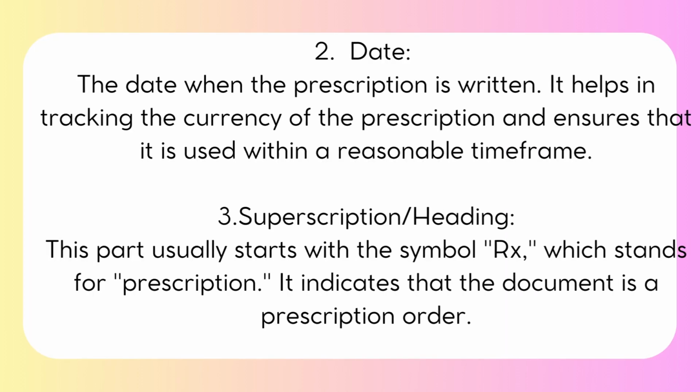Second, date. The date when the prescription is written. It helps in tracking the currency of the prescription and ensures that it is used within a reasonable time frame. Third, superscription heading. This part usually starts with the symbol RX, which stands for prescription. It indicates that the document is a prescription order.